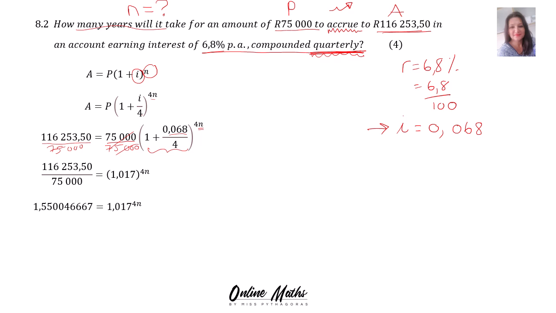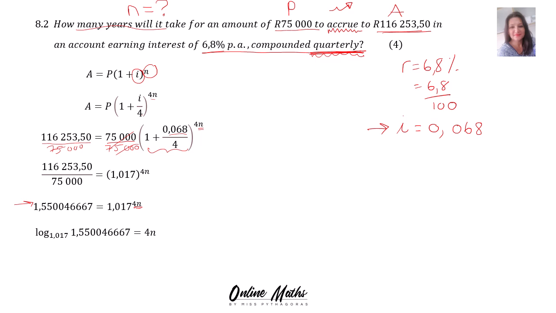And then remember I said no rounding inside your sum. So when you do the division bit there, you write down the whole amount. And then we have a problem because now it's an exponential equation and our 4n is the exponent. So what do we do? We convert it into logarithmic form. How do we do that again?